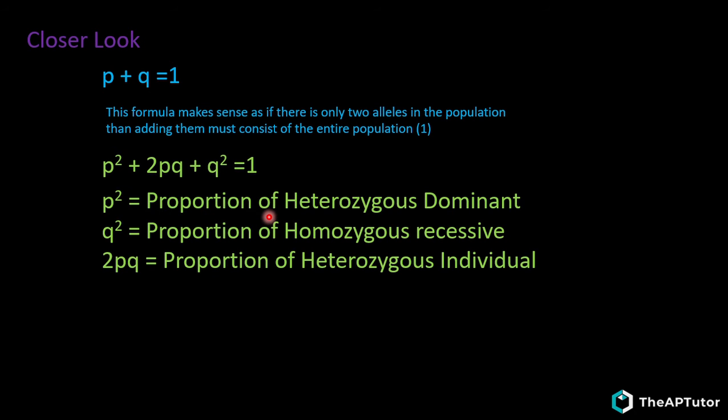Okay, so let's take a closer look. In this formula, it makes sense because if there's only two alleles in the population, then adding them must consist of the entire population, or 1, and that makes sense because there's only a recessive and a dominant.